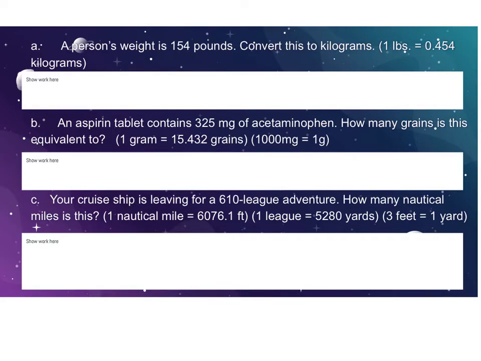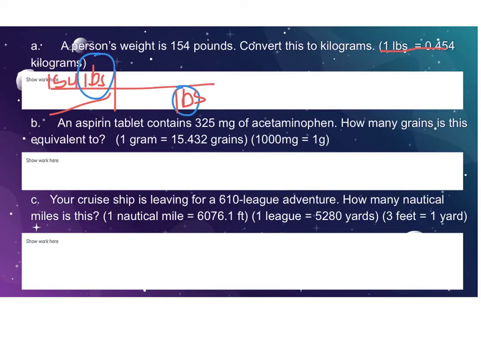Someone's weight is 154 pounds, convert to kilograms. So we're going to do 154 pounds. All right. So this is the chart. We never use this bottom section unless you're doing a two-dimensional conversion. We don't usually do those, so you almost never see something down there. But we want to make sure that whatever unit we put here is the same on the bottom, right? So we're going to put pounds on the bottom also.